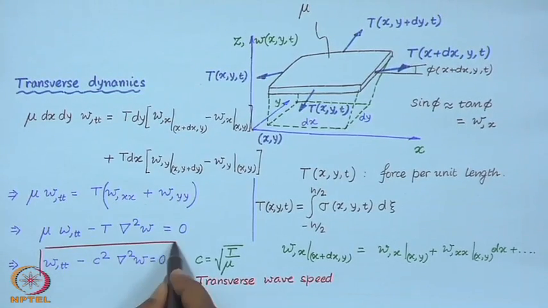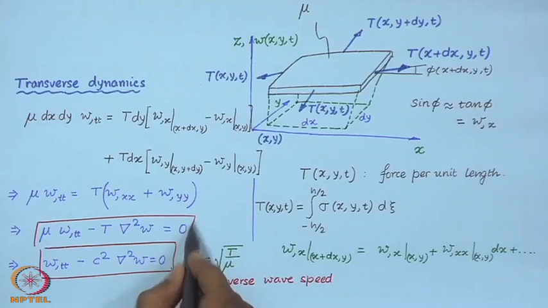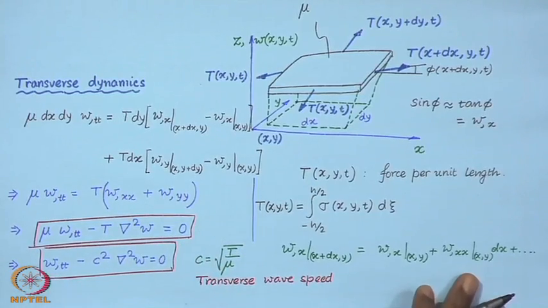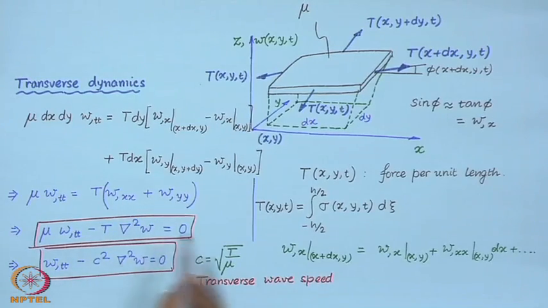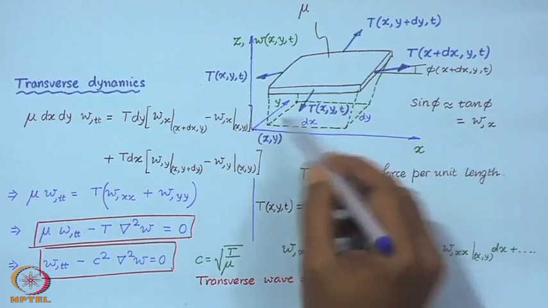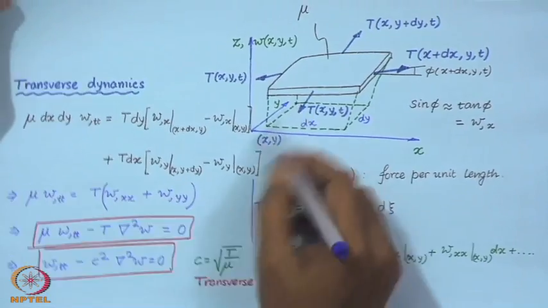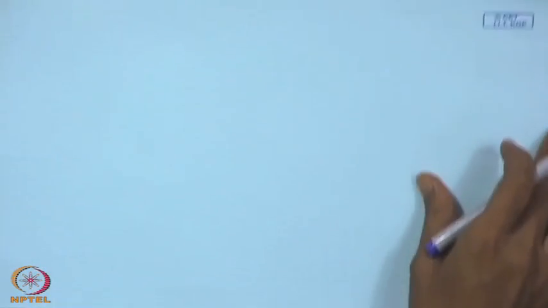So, this is the structure of the equation for transverse vibration of a membrane. Now, you see that here we have double derivative in x as well as y. So, we would require boundary conditions on these edges. So, let us look at the boundary conditions.